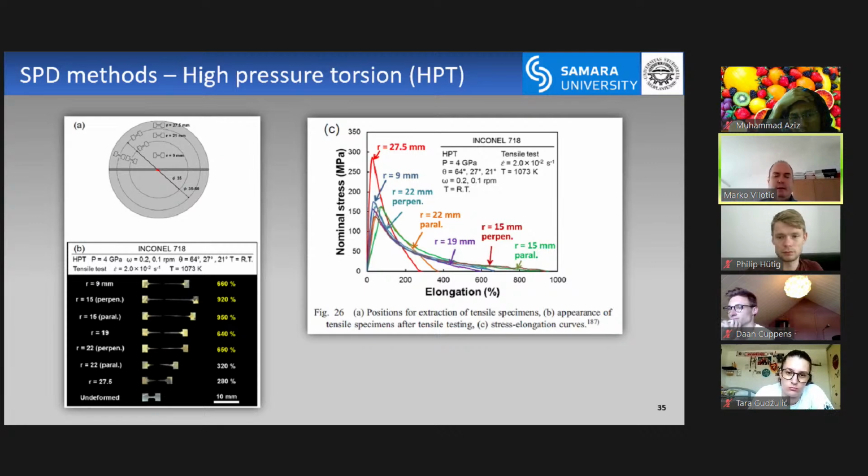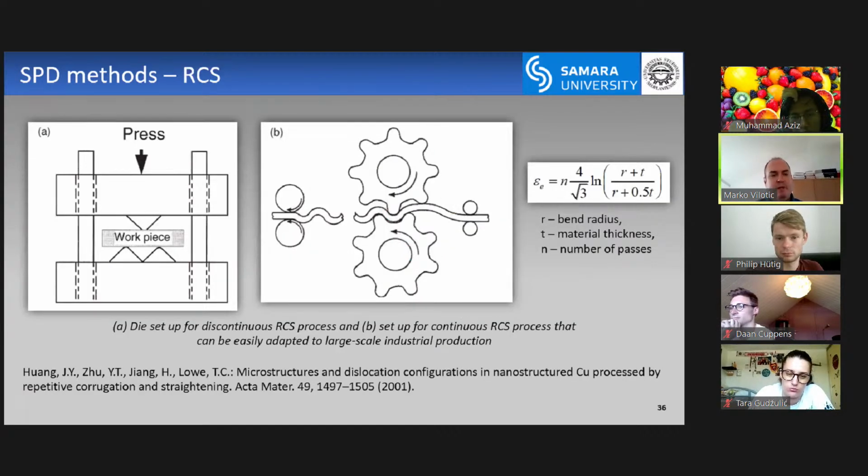So again, the main concern about SPD is material properties. Okay, the next method is called repetitive corrugation and straightening. So how does it perform? First, you have one sheet, so it's not used for bulk processing, it's used for sheet processing. And then you introduce this sheet between those two rolls.